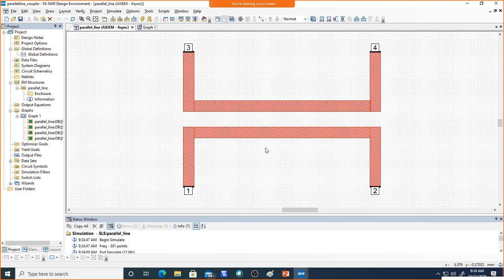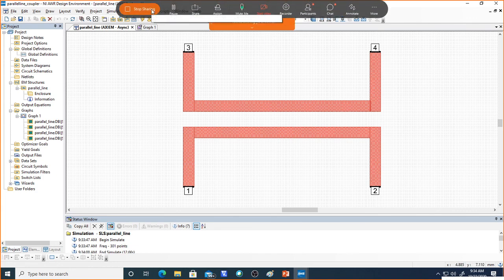Is it understood? Any doubt? This is the coupler design. Okay, any doubt in this?